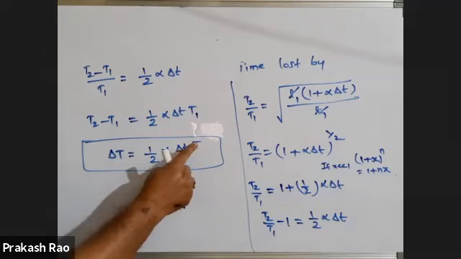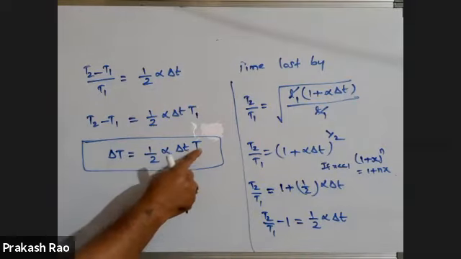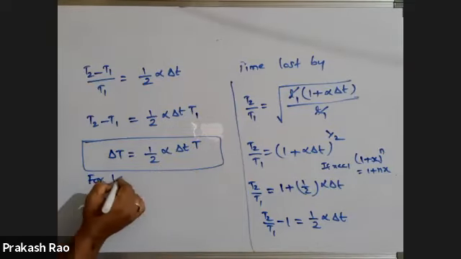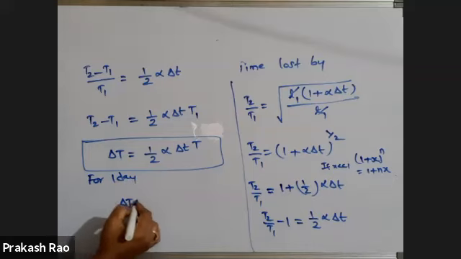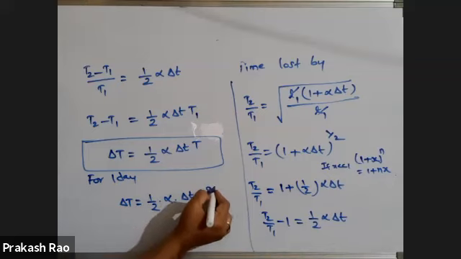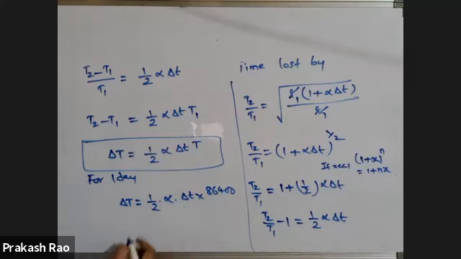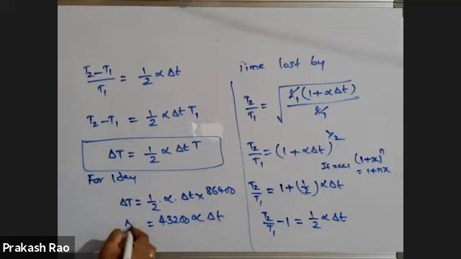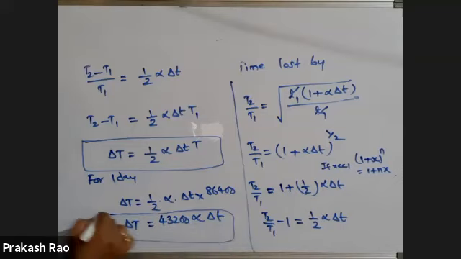is the given time. The given time may be 1 hour, maybe 1 day, maybe 5 minutes, maybe 5 seconds. For 1 day, what is the time gained or time lost? Half into alpha into delta T into 86,400 seconds, which is equal to, these two are cancelled, 43,200 into alpha into delta T. This is the time gained or time lost in 1 day.